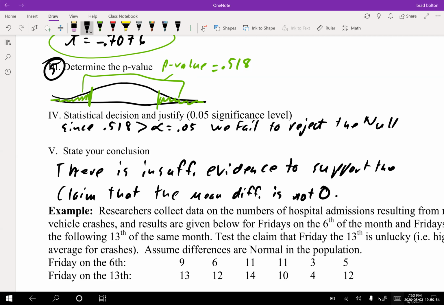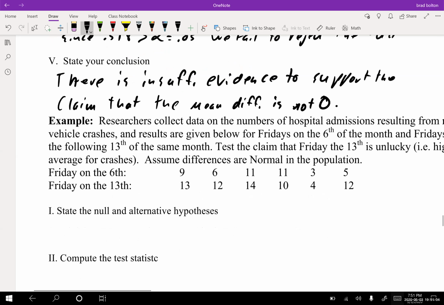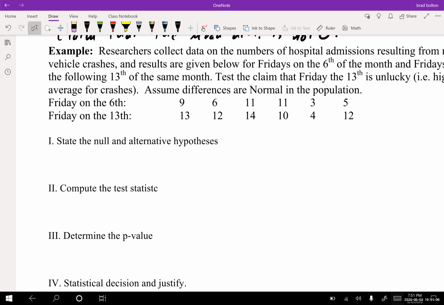So we can't say that it is inaccurate. So it is possible that the mean difference is actually 0, which means that they are doing a pretty good job of reporting the weather, okay? Okay, so let's try one more.